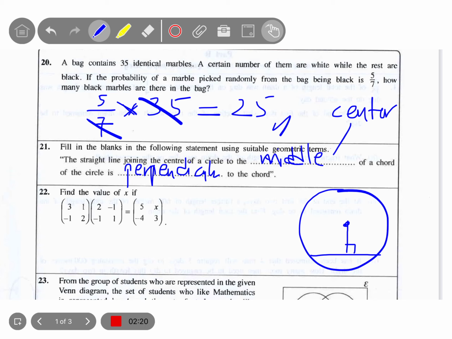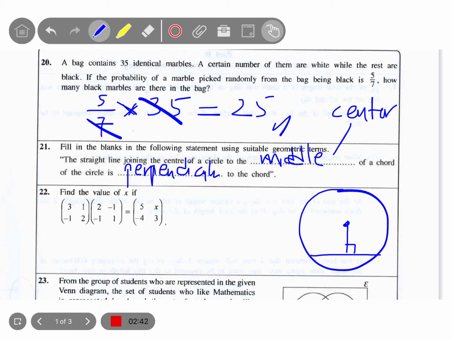Honestly, I'm not a big fan of this type of questions, but anyway, it just tests whether you have studied the textbook and also knows the terms that we use in geometry in general. But anyway, so I guess this is right.